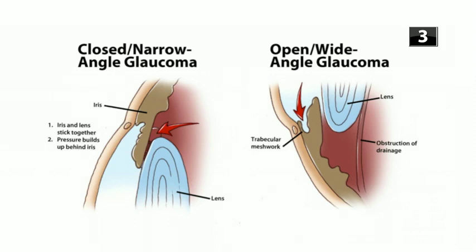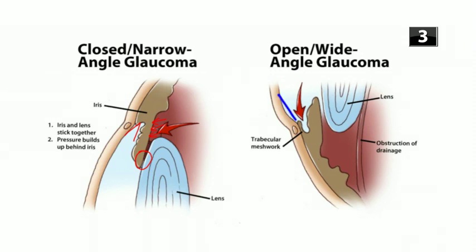The next part of the question says, what's the difference between the mechanism of closed and open angle glaucoma? The angle we're talking about here is the anterior chamber angle, which is the angle between the cornea and the iris where the trabecular meshwork is. So in closed angle glaucoma, the lens and the iris are actually touching so that aqueous humor can't flow from behind the iris into the anterior chamber and then drain through the trabecular meshwork. So the pressure builds up behind the iris and that actually pushes the iris forward so that the angle closes somewhat and that can obstruct the trabecular meshwork.